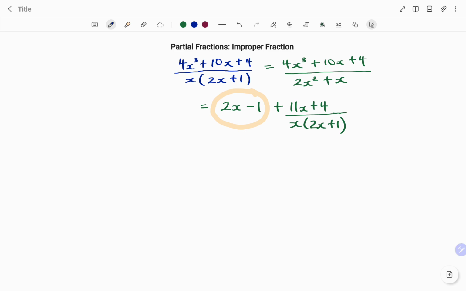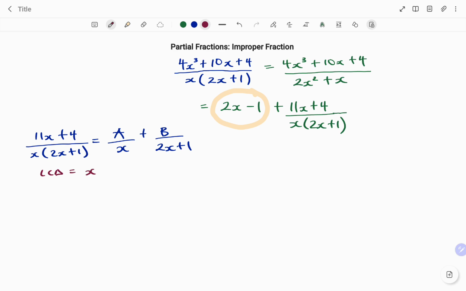So I'm going to work on my (11x + 4) divided by x(2x + 1). That will be A over x plus B over 2x + 1. Those are the factors. The LCD, or the lowest common denominator, is equal to x(2x + 1). So I'm going to multiply each of the terms by my LCD.